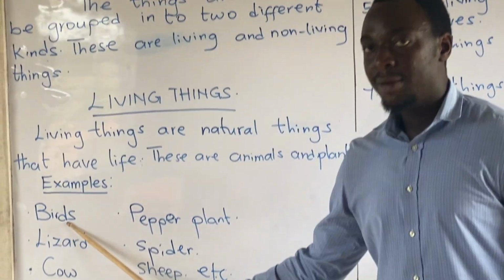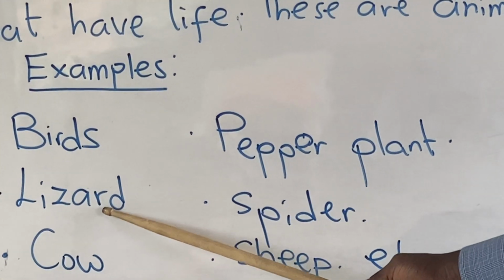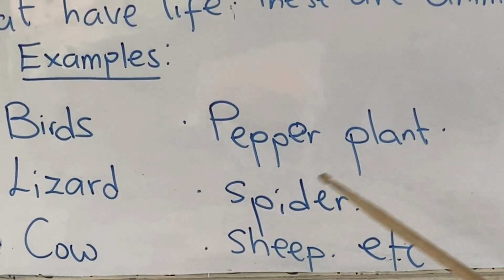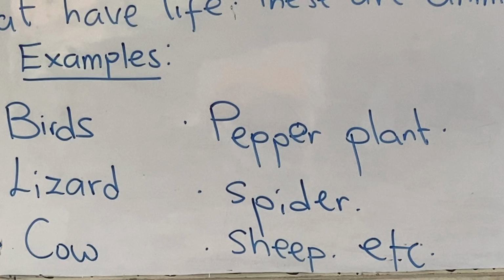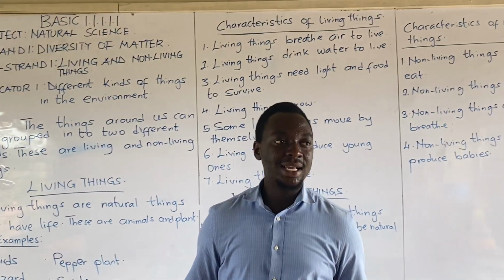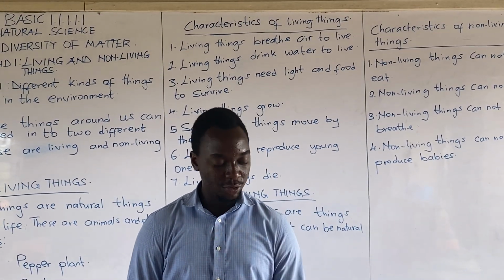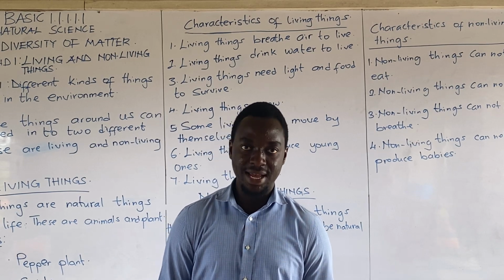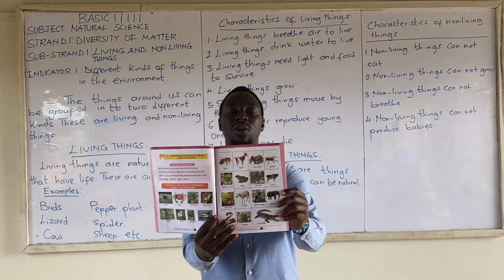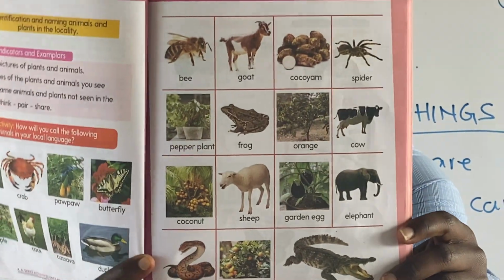We have birds. Birds are living things. They have life in them. We have lizard. We have cow. Pepper plant. Spider. Sheep. All these are examples of living things because they have life in them. These ones are also examples of living things.